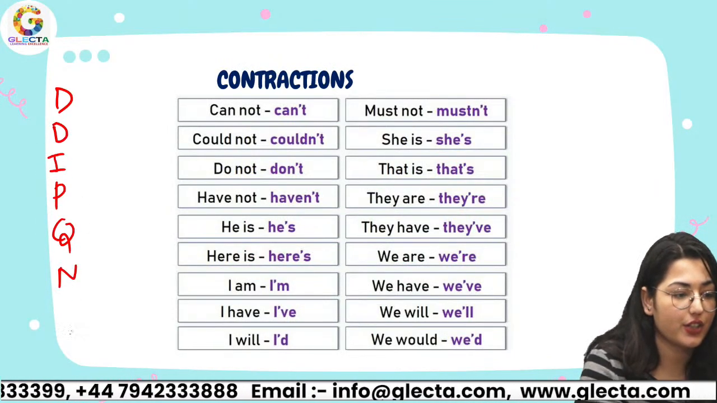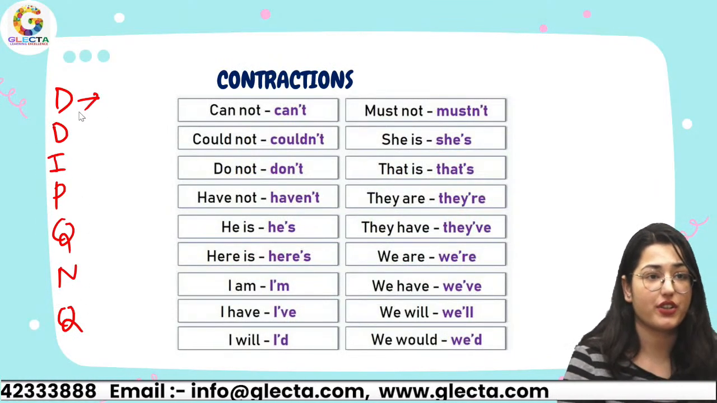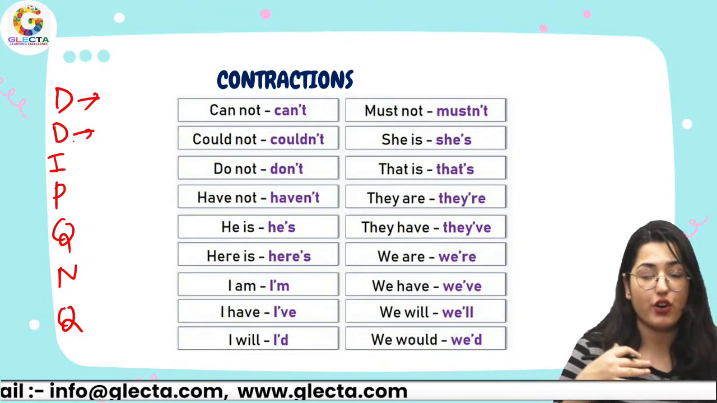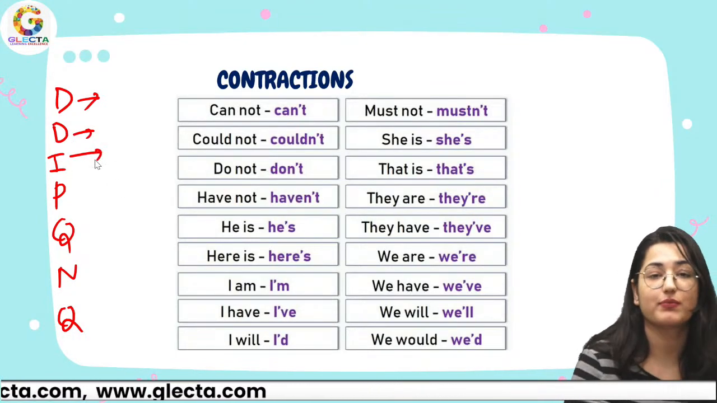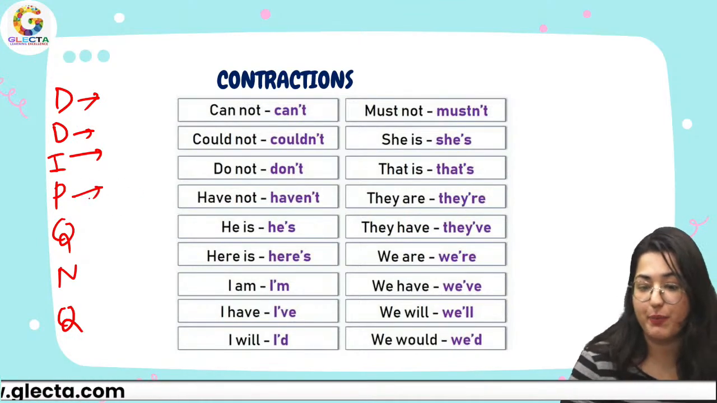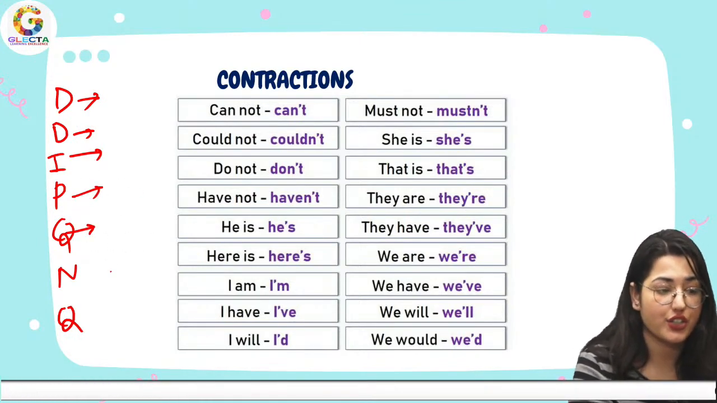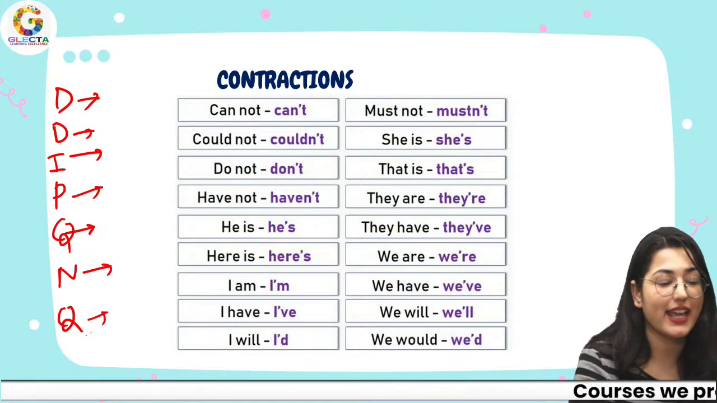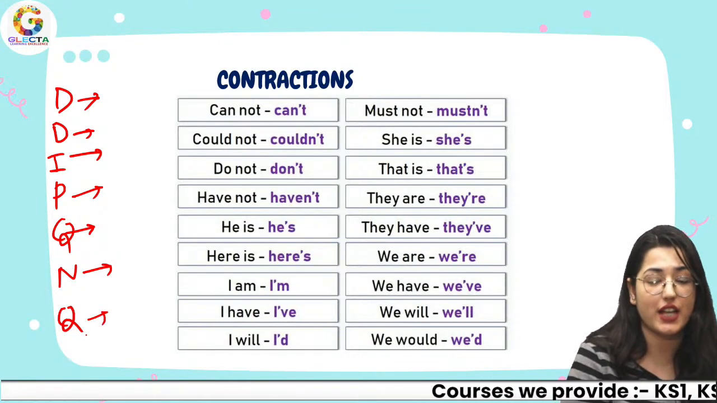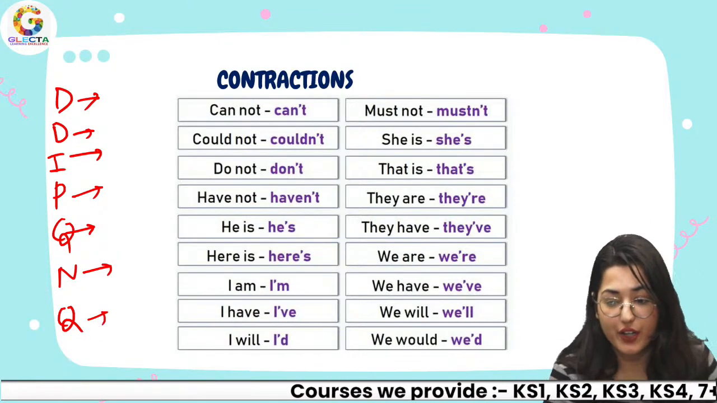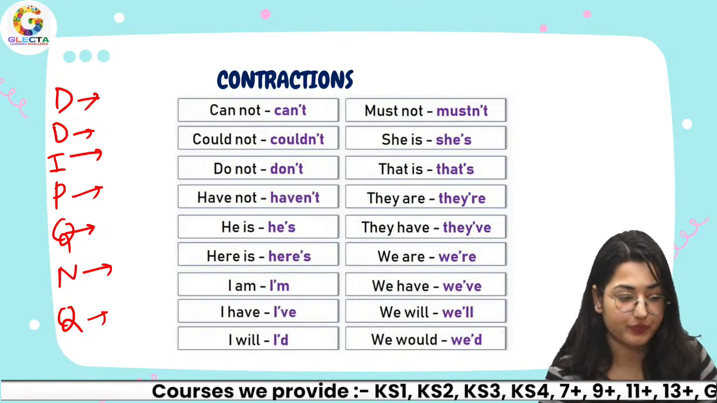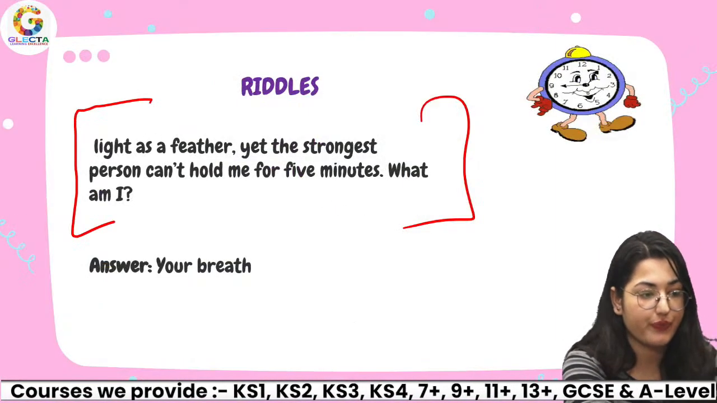DIP, NQ, and NQ. D stands for demonstrative. Next, D stands for distributive. I stands for interrogative. P stands for possessive. Q stands for questions. N stands for number. And again, next Q stands for quality. Very good, perfect. Yes, these are the contractions, right?